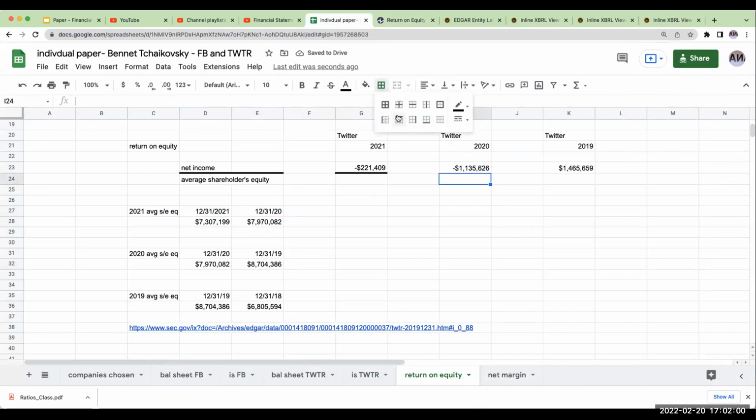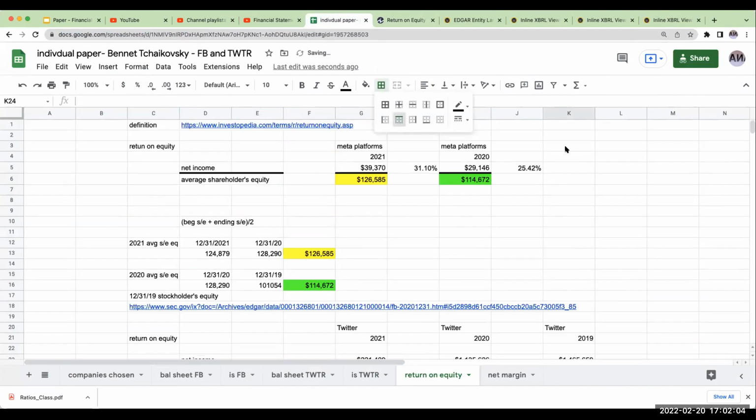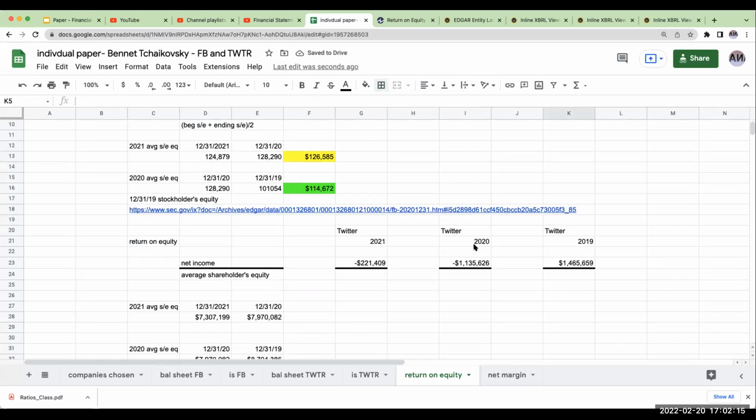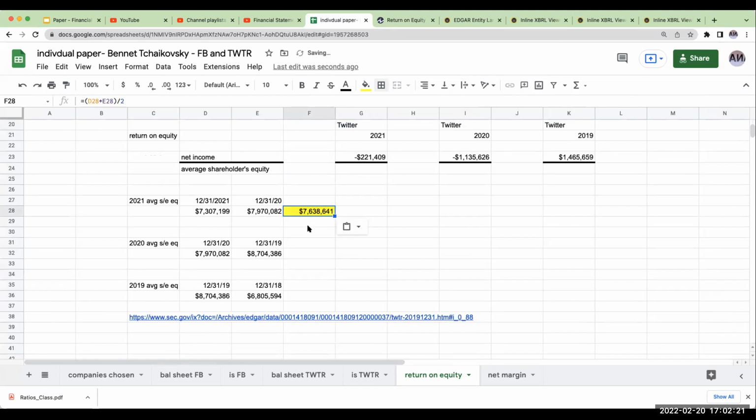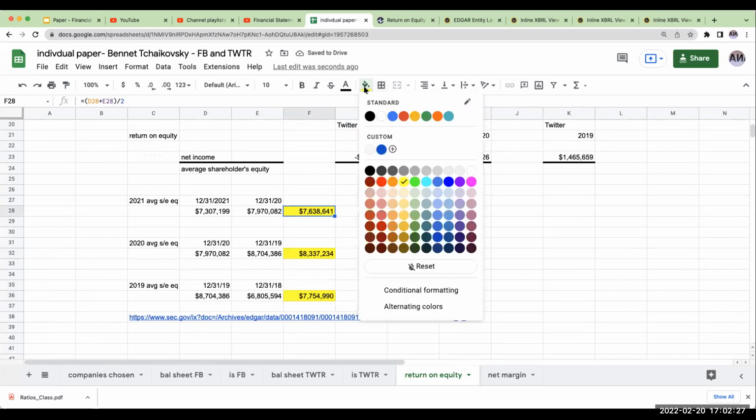And I think what we may also want to do, because we're doing this third year for Twitter, is also do this for Meta Platforms. But I'll do this in the background and you guys won't have to watch me do this. So first thing we're going to do is come up with our average shareholders' equity, and we'll come up with new colors for each one of these.